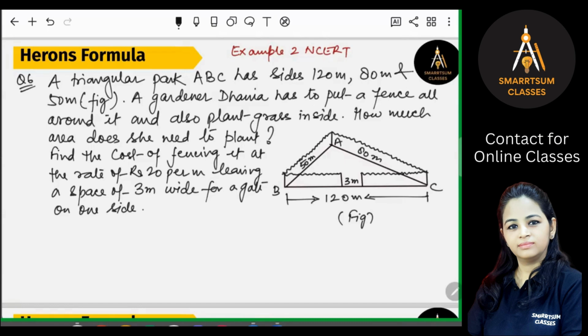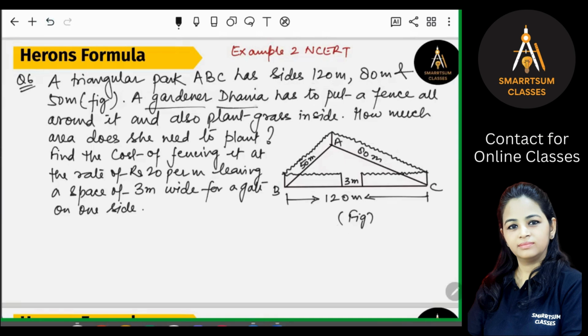Now look at this question number 6. This is example 8 of your NCERT book, on page number 133. It is given in your book. Now, what is the question? A triangular park ABC has sides 120 meter, 80 meter, and 50 meter as shown in this figure. So as you can see, ABC is the park here, and the sides are 120 meter, 80 meter, and 50 meter.